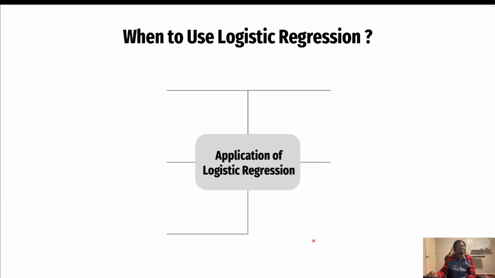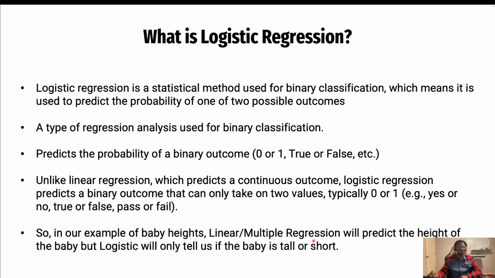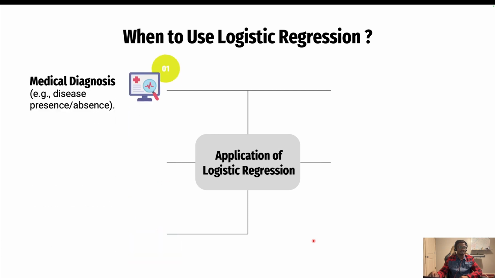So now, when to use logistic regression? Now that we know the definition, when do we use it? For example, for medical diagnosis, right? When someone goes to the hospital and they want to diagnose if the person has diabetes or not, or cancer or not, or anything, you see the output is two. It's either you have it or you don't have it, right? So they use logistic regression for something like that.